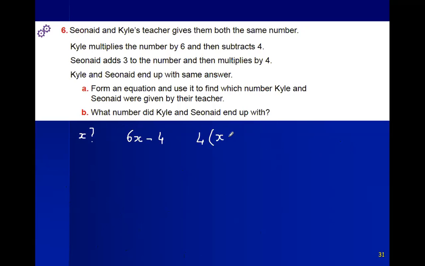So this is the bit where you need the brackets. You add 3 to the number and you multiply by 4, you get this. Form an equation and use it to find which number Kyle and Sinead were given by their teacher. So they got the same answer. So basically that expression equals that one. That's what you've got to solve. And then find x. So this was A, and B is just to find x. And once you find x, you'll know the number that you're looking for.